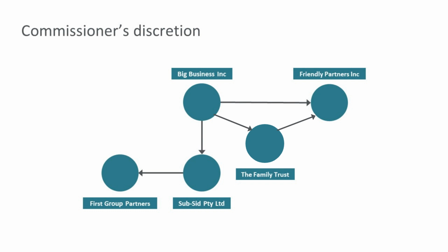Let's have a look at an example. Here we have a payroll tax group consisting of 5 entities. The Family Trust has written to the Commissioner requesting to be excluded from the group you can see on your screen. In this instance, the Commissioner would assess the relationship and connections between the businesses. If they are found to not be continuous, active and significant, the Family Trust can be excluded from the group.